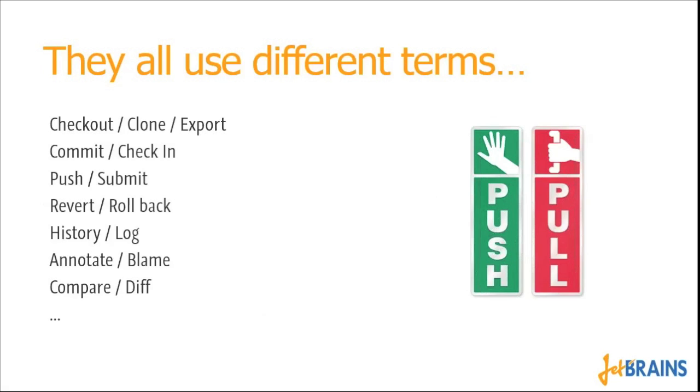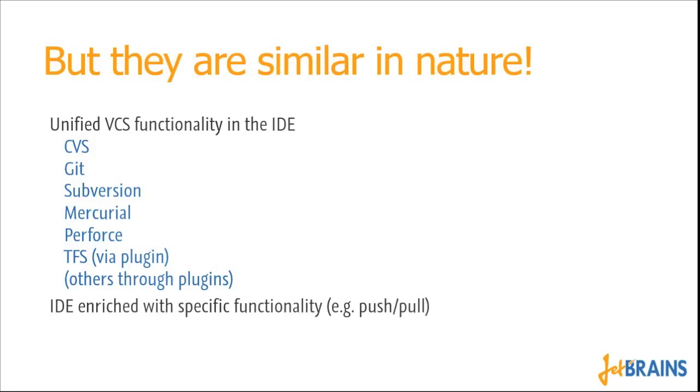Now, all version control systems, well, they are different. They use different terms for the same concept, basically. So if you're doing a checkout, that may be called cloning or exporting. A commit may be called check-in. A push may be called a submit. A revert may be called a rollback. History may be log, and so on and so on. While they are all different terms, actually every source control system is sort of similar in nature.